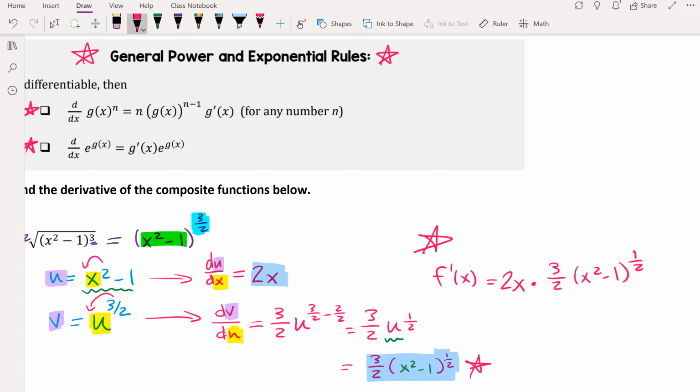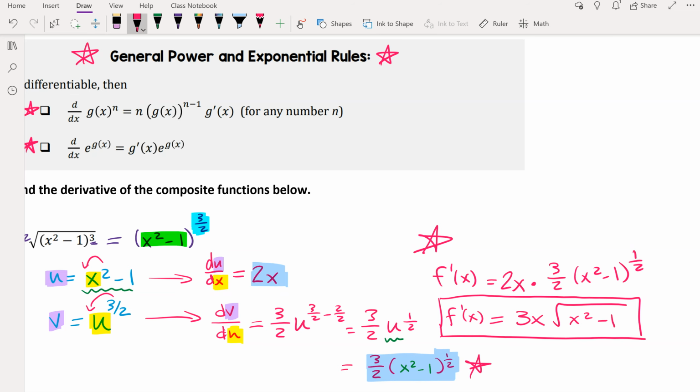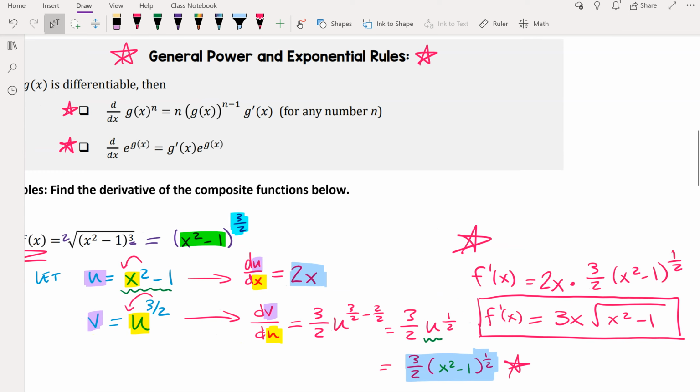And now we're going to simplify. Equals 3/2, that's 2 times 3, it's 6 divided by 2. That's 3x times the square root, because 1/2 exponent is square root, and then we have x squared minus 1. That is your derivative, f prime of x. Go ahead and box that, and that's using the uv version. We'll always call the inside function u, the outside function v. We'll work our way out. We'll actually end up getting more than just 2 letters eventually.